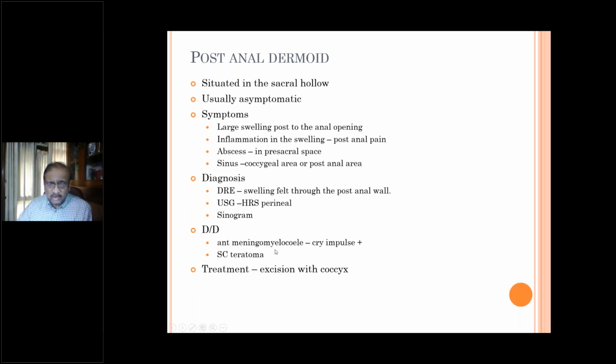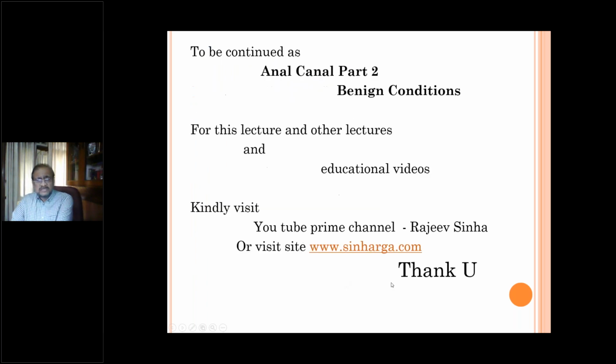In the anterior meningomyelocele, the cough impulse is there, which is not there in any of the other 3 differential diagnoses. And the treatment is easy. You have to go for excision along with the excision of the coccyx. I think that brings us to the end of this lecture, and we're dealing with the anal canal part 2.